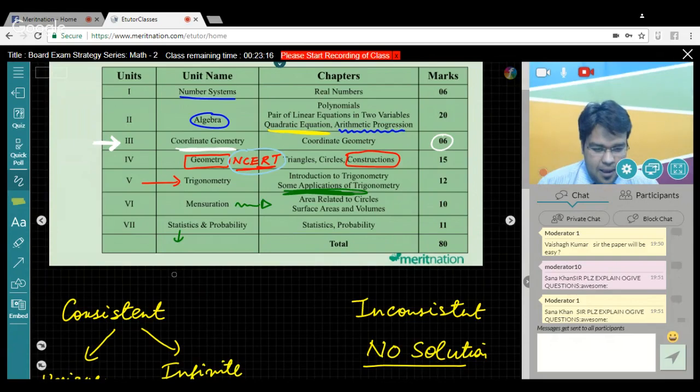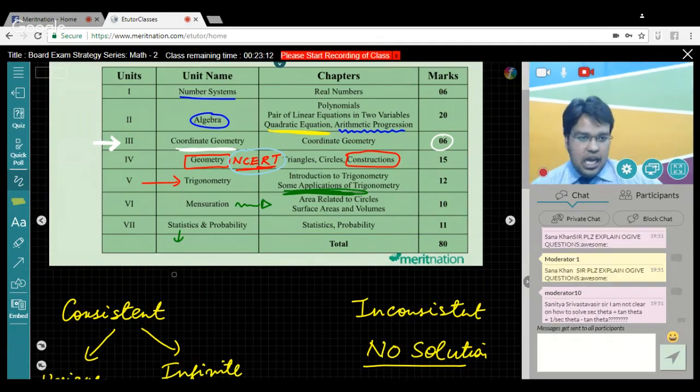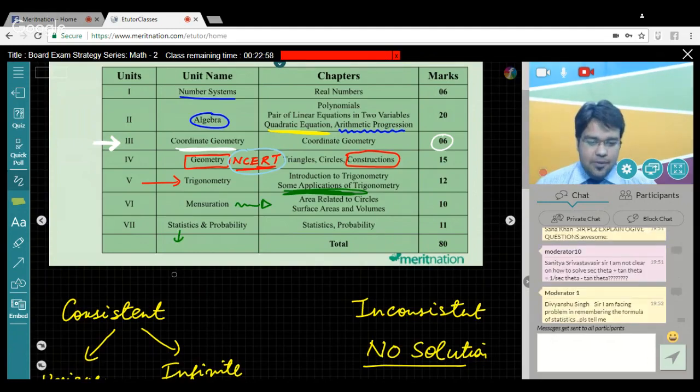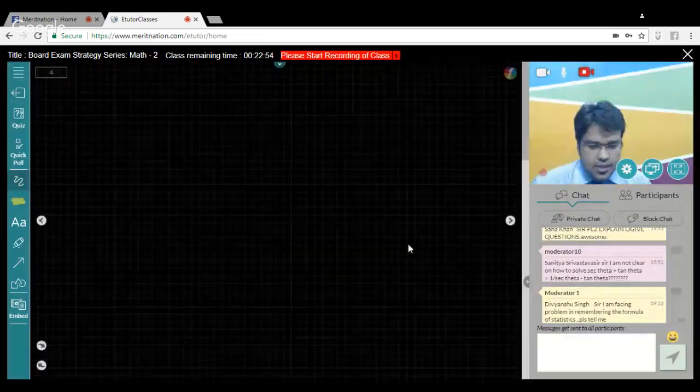All right? Please explain ogive questions. Sana, I'll do that in the next class. I'll make sure that I discuss the individual questions of statistics, probably in the next session. I'm not clear on how to solve sec theta plus this. Sanitya, go through the NCERT once more, and you will be able to. All right, let's move ahead, guys.